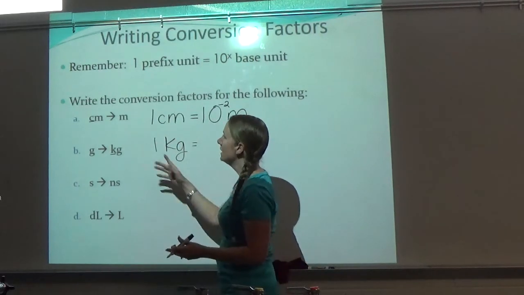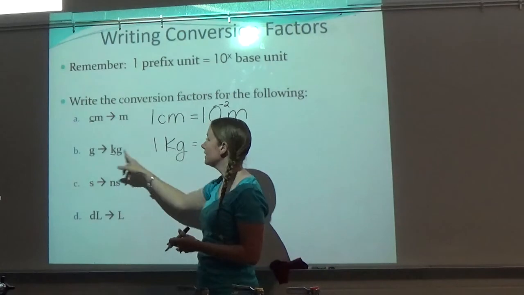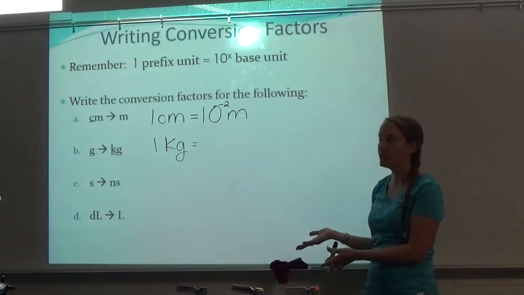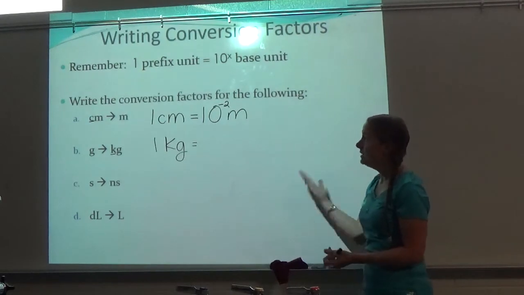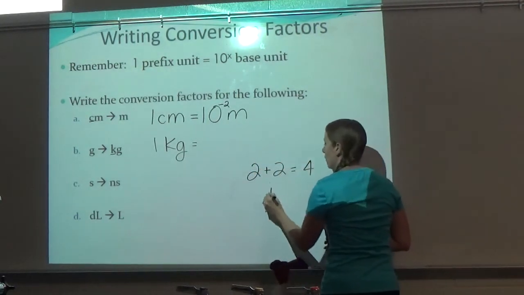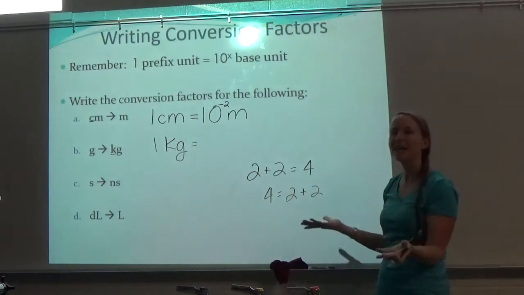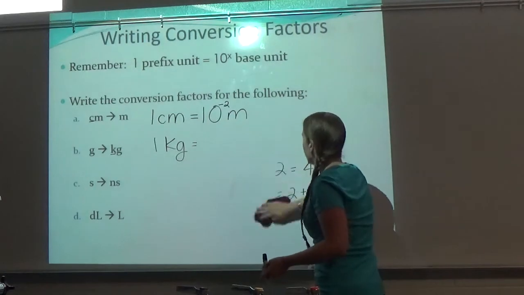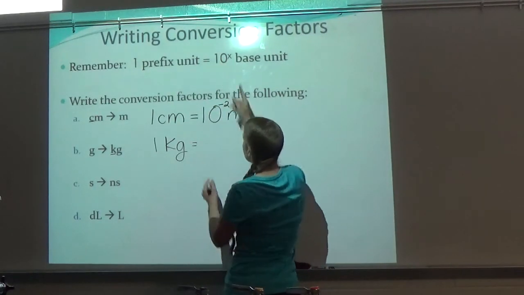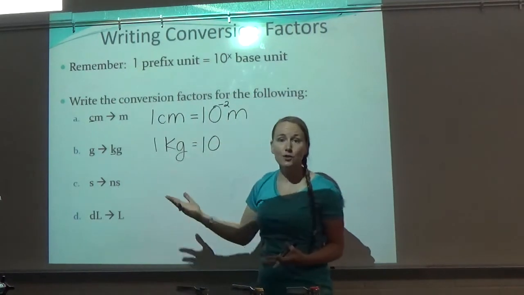Notice, here I started with the centimeter, which was the first one. Here I started with the kilogram, which was the second one. That's okay. It doesn't matter what order you go in. It'd be like me saying 2 plus 2 equals 4, or 4 equals 2 plus 2. It's the same thing. It doesn't matter which side of the equal sign they're on. So 1 kilogram, or 1 prefix unit, equals 10 to the x. That means I need to figure out my x for kilo this time.